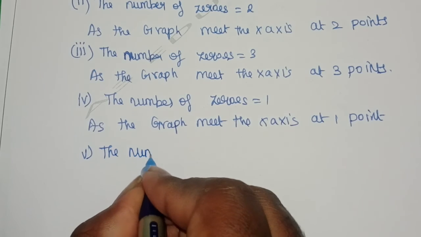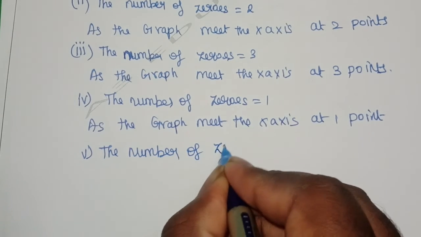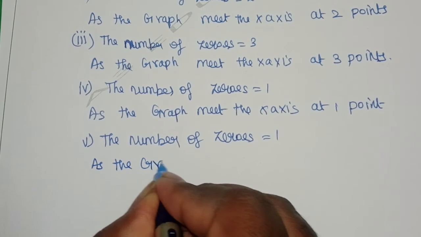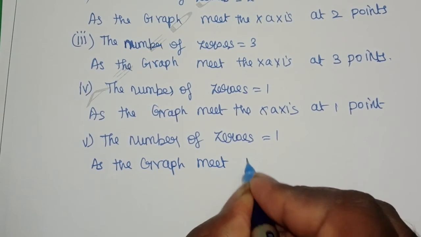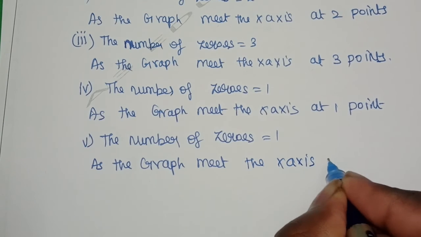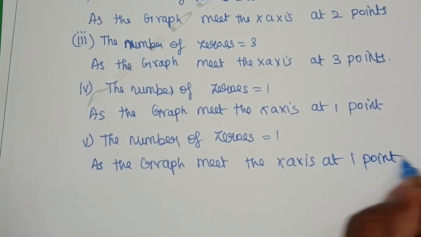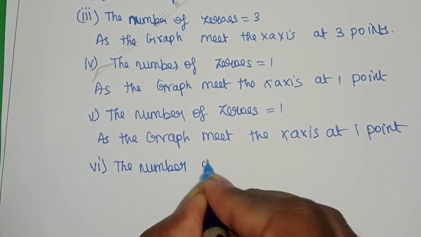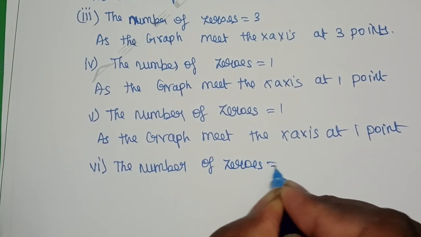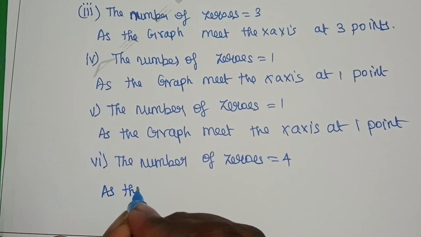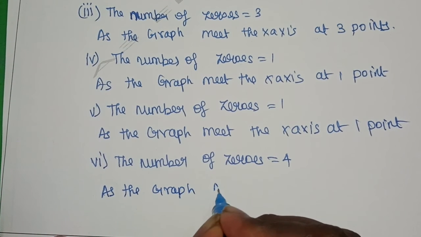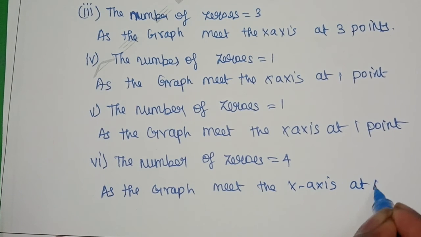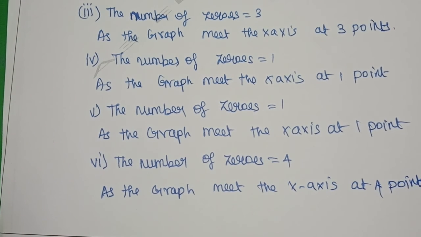For that, number of zeros is 1 only. Number of zeros is 1, as the graph meets the x-axis at 1 point. Last subdivision. The number of zeros is equal to 4, as the graph meets the x-axis at 4 points. Okay, it is a very, very easy question.